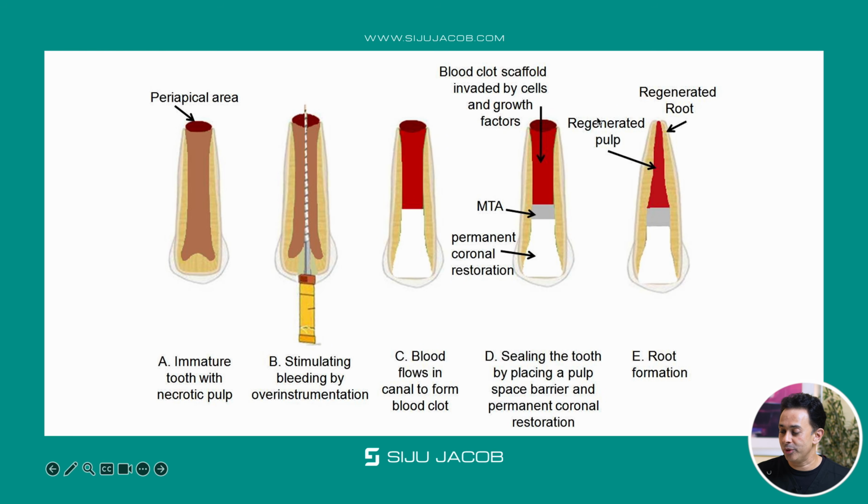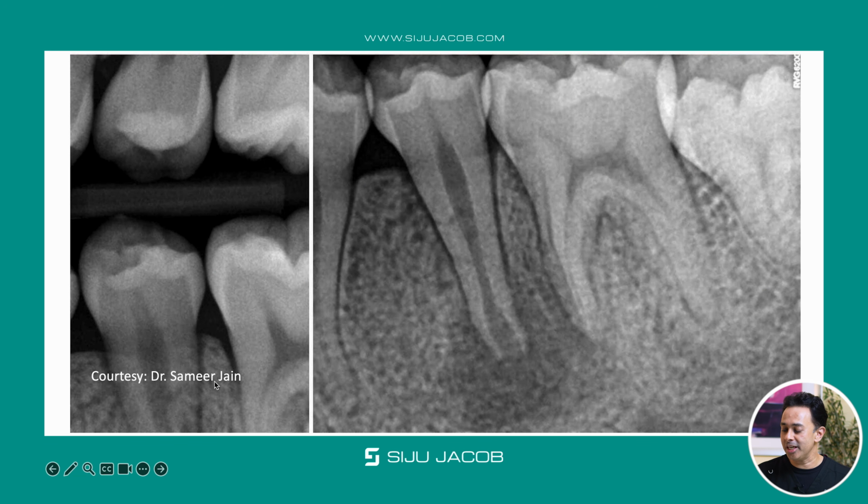Then, of course, you want to protect the coronal part with a proper coronal seal, which usually involves MTA or some other bioceramic material, and followed by a coronal restoration here. So that is the theoretical part of revascularization. Let me show you how this looks clinically. This is courtesy Dr. Samir Jain, who's a colleague.